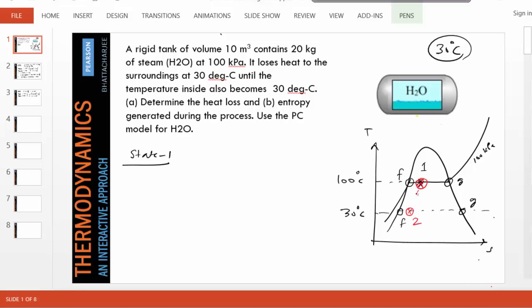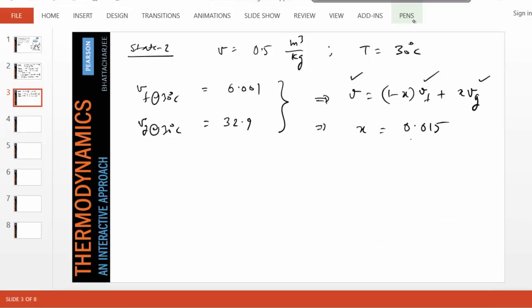So notice, immediately you can see the pressure will be so much lower here. Can you understand that? Because the pressure line here is something like this. So what will be the pressure? The pressure will be the saturation pressure at 30 degrees Celsius. So we can immediately find pressure. The final pressure must be P sat at 30 degrees Celsius.